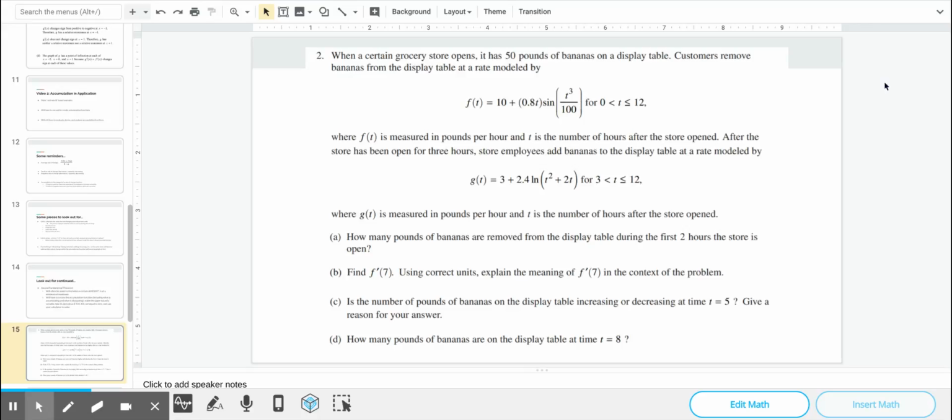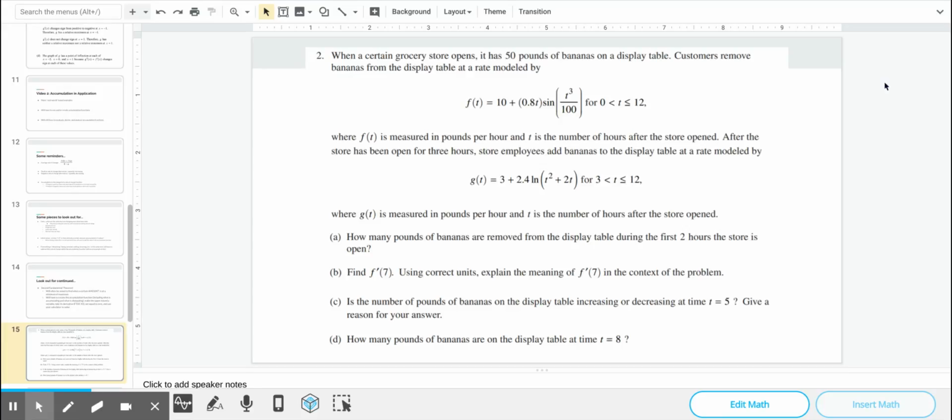So this scenario is where you walk into a grocery store, right? When it opens. And as soon as you walk into the grocery store, you see a banana stand or a banana display table. And right at the beginning of the day at t equals 0, that banana stand already has 50 pounds of bananas on it. Okay. Throughout the day, obviously customers are going up and they're taking bananas off of the stand.